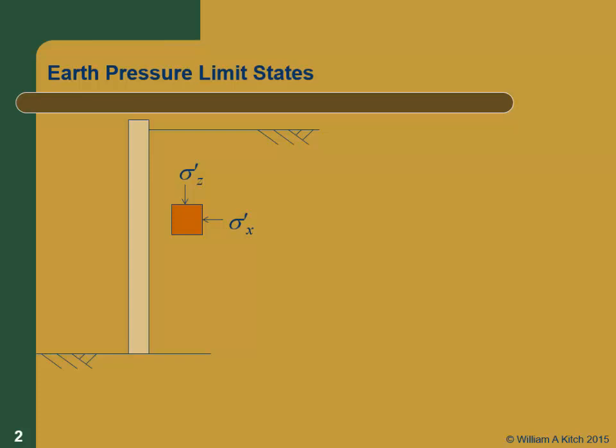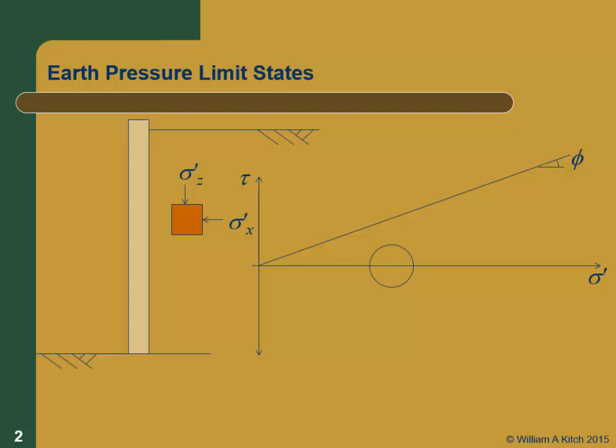So we're going to go back to our theoretical wished-in wall here. So we have this wall that's been wished in place. So we're currently sitting here under K-naught conditions. We've magically put this rigid wall in place without changing the stresses. But now let's talk about the strength of the soil. And we're going to start with a simple Mohr-Coulomb envelope, and we'll start with a cohesionless soil.